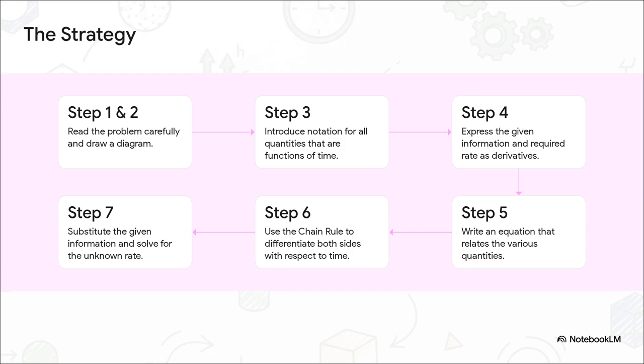First, you just read the problem and try to sketch it out. Then, you give everything names, variables for all the things that are changing over time. You identify the rates you know and the one you're hunting for. Now, the real core of it is step 5, finding an equation that connects all your variables. Then, the magic calculus step. You differentiate that whole equation with respect to time. And finally, you just plug in all the numbers you know and solve for the one you don't.